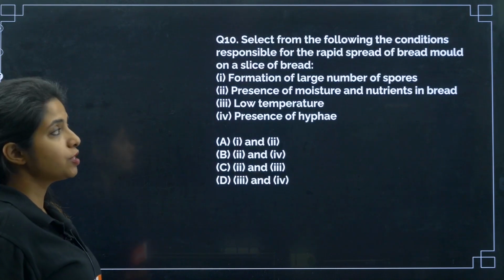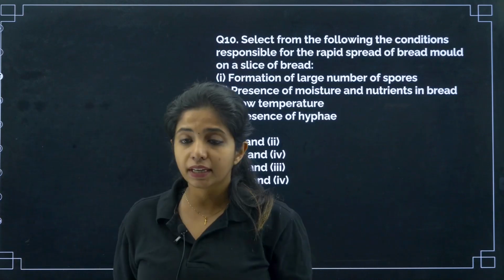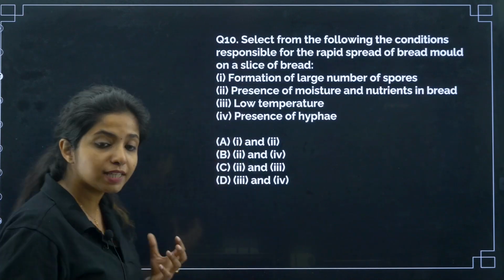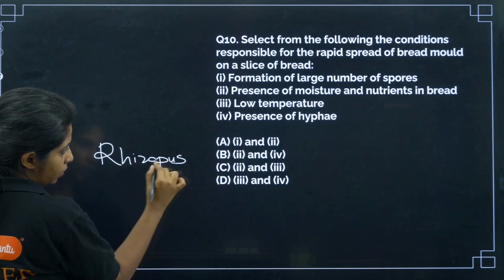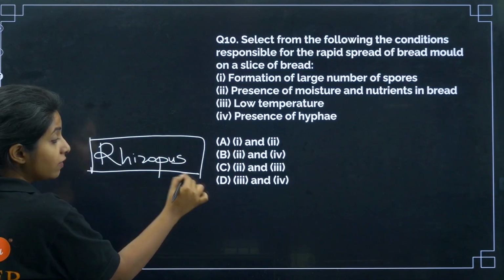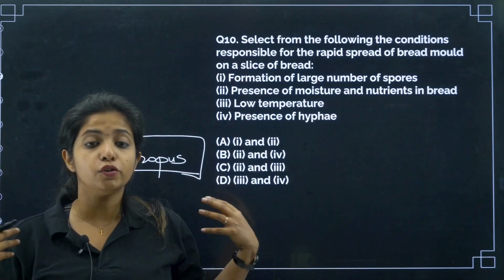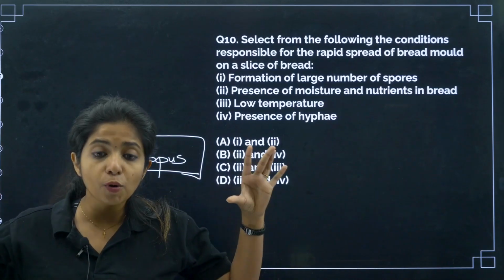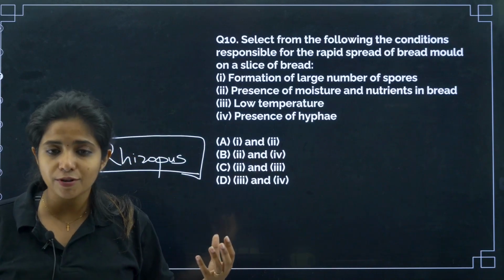The conditions responsible for rapid spread of bread mold on a slice of bread. My dear children, what do you mean by bread mold? Bread mold is a fungus, that is Rhizopus. Okay, now Rhizopus says that I will be only able to make a new bread mold when my spores are going to land on an area which has high moisture and things like that.